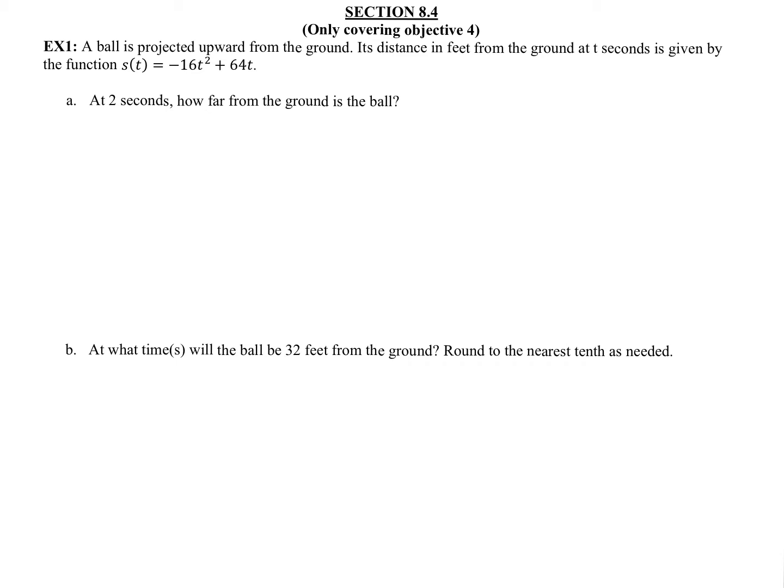Alright, so example 1. A ball is projected upward from the ground. Basically that means it was thrown upwards or maybe tossed upwards. Its distance in feet from the ground at t seconds is given by the function s of t equals negative 16t squared plus 64t.